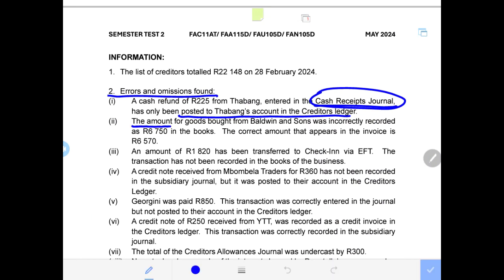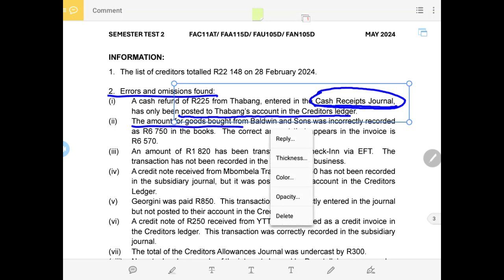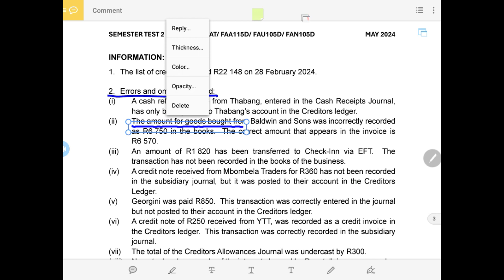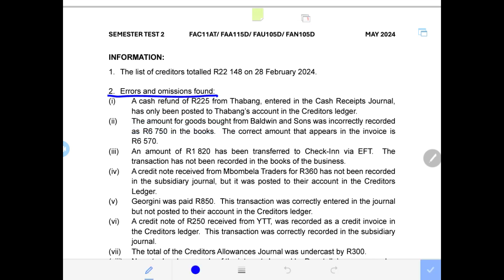It says the amount of goods bought from Baldwin Suppliers and Sons was incorrectly recorded as 6,750 in the books. The correct amount that appears in the invoice is 6,570.